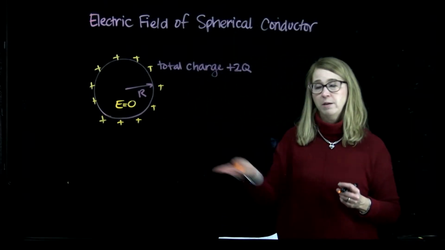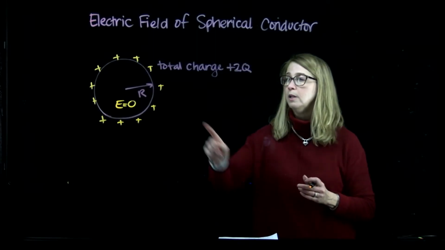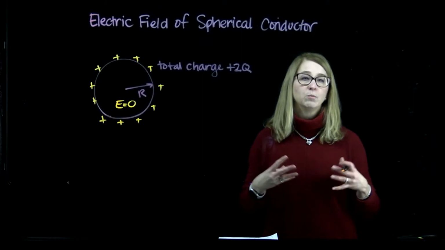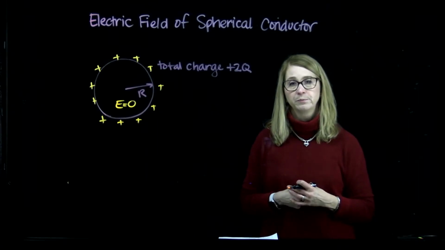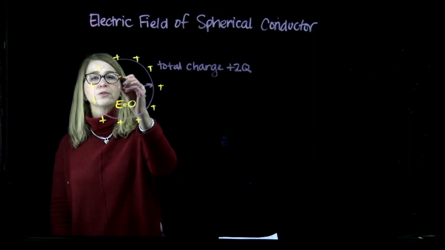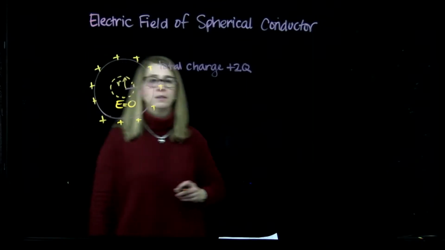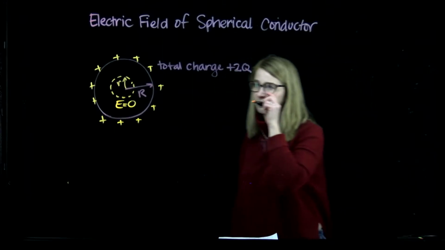So in my made-up spherical conductor, I said it had a total charge of plus Q. And that's what those positive signs are supposed to represent, plus 2Q sitting on the surface of the conductor. Now, we could actually use Gauss's law to prove to ourselves that the electric field inside of that conductor would have to be 0.